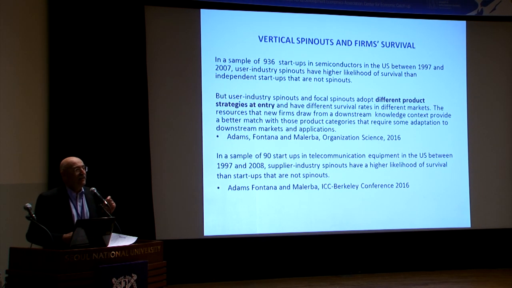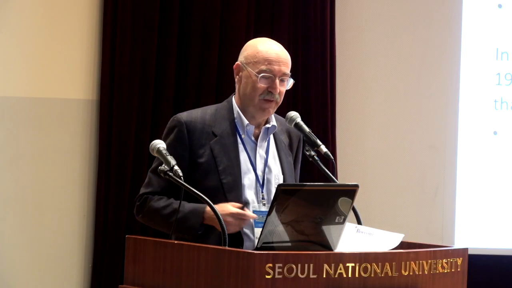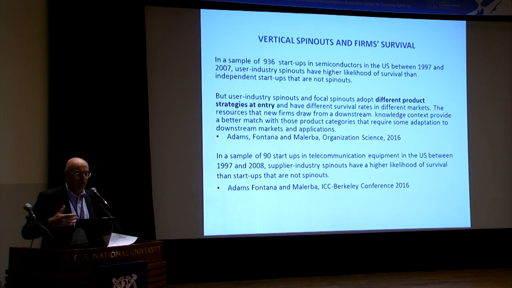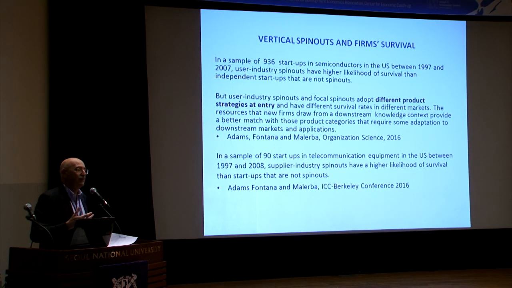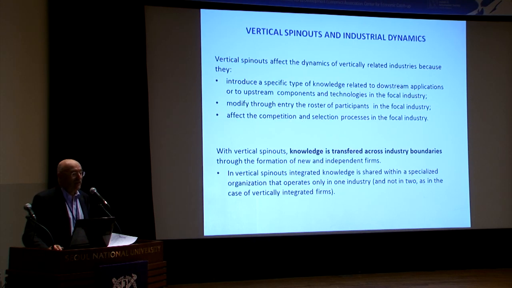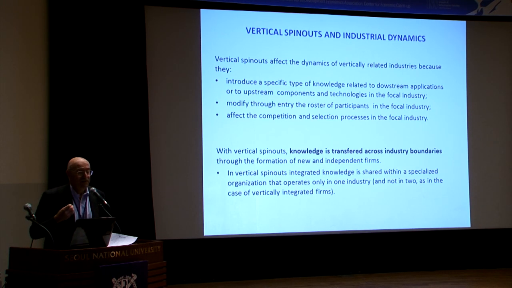Not only that, vertical spin-outs survive more than other companies. In a sense, the user industry spin-outs or the supplier industry spin-outs have a higher likelihood of surviving. Why? Because they have knowledge of markets, knowledge of key technologies, and this makes them much more competent and more capable of surviving than independent startups.